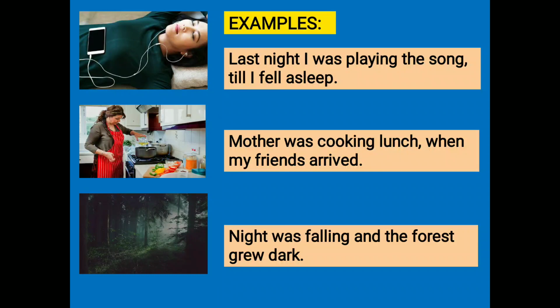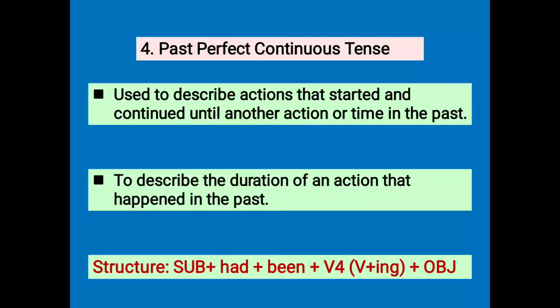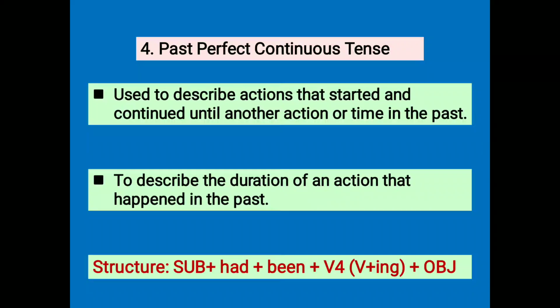Now let us come to the last form of past tense, that is past perfect continuous tense. What are the situations in which past perfect continuous tense is used? Firstly, it is used to describe actions that started and continued until another action or time in the past. An action that started and also continued, it had been going on. The boys had been playing till this time, or maybe till something else happened, till it rained, or till it grew dark. So two actions are happening, but previously some action started and was continuing for a long time until another action stopped it.